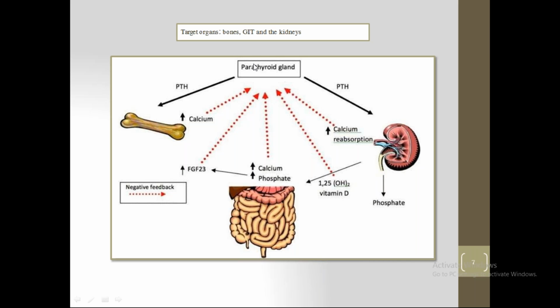Okay, secondly, it acts on the kidney, which causes more and more reabsorption of vitamin D and excretion of phosphate. And this vitamin D acts on the intestine and causes increased absorption of calcium and phosphate. Okay, and the phosphate handling is under the regulation of one more peptide called FGF23.